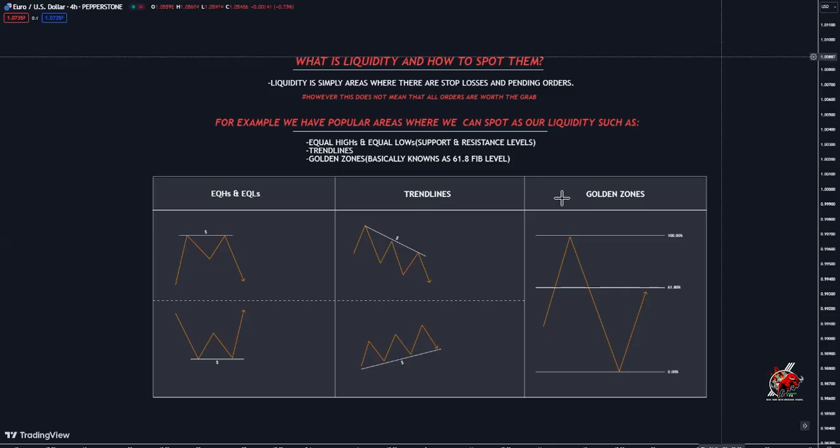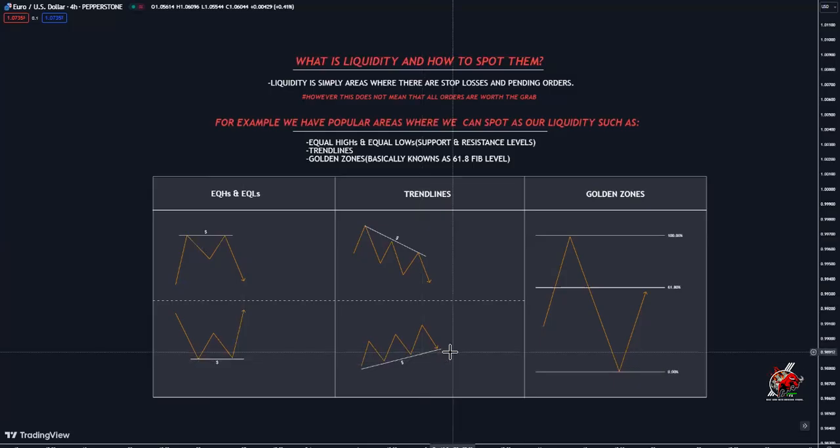So here I have examples. This is our example of equal highs and equal lows, which some people know as a double top, and then some know this one as a double bottom, right? And then this one right here is just a liquidity resting above a down channel, right? And then this one is just liquidity resting below an up channel, right?